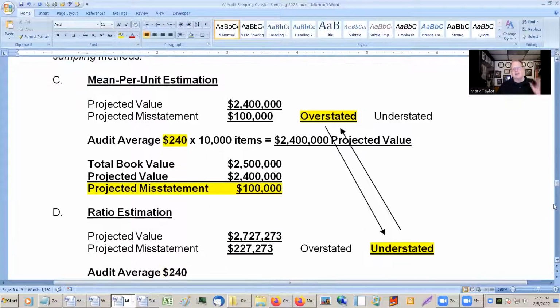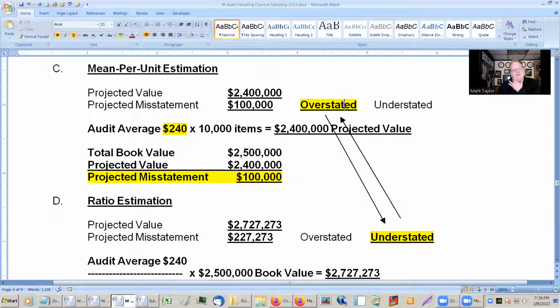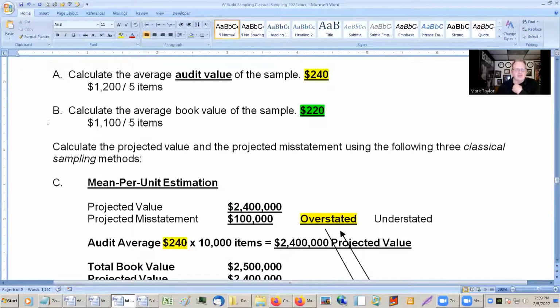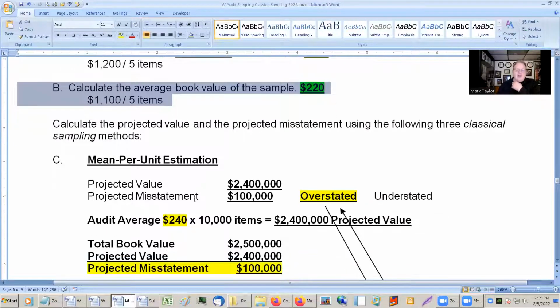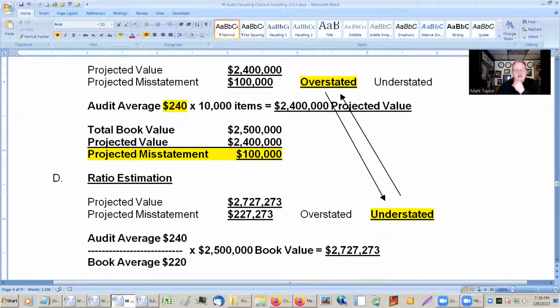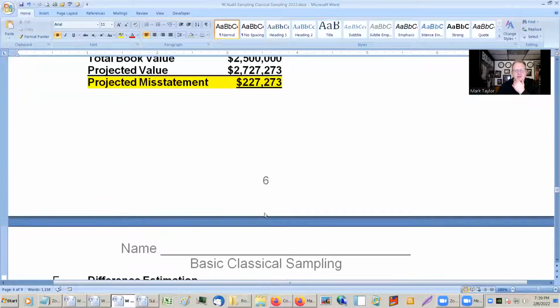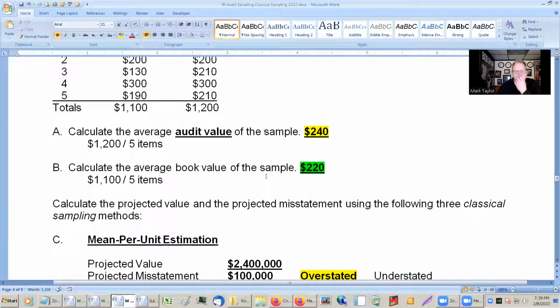Yeah, and again, that's kind of a strange one in that the mean per unit is overstated, whereas the other ones are understated. You'll notice that the mean per unit one completely ignores the book value. If you're doing the mean per unit, you don't have to do this. So that's one of the reasons why it can be different than the other ones, because the other ones take into account the book value, whereas this one doesn't. The mean per unit.